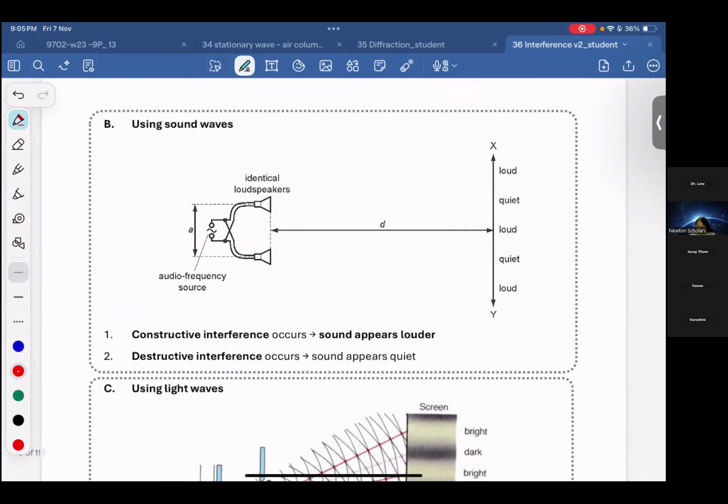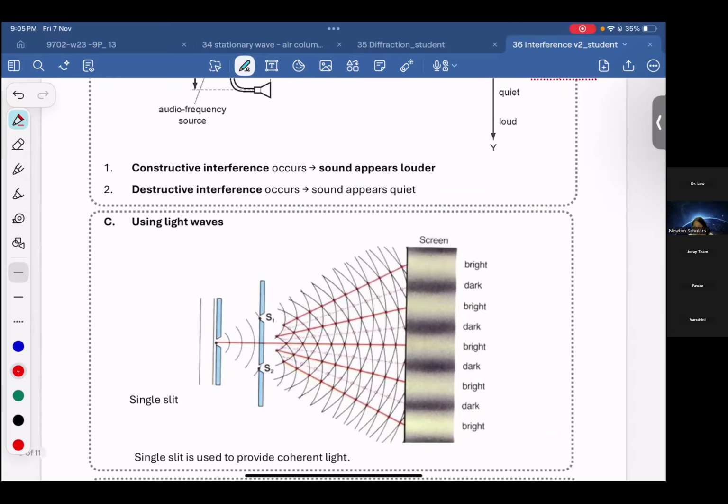Okay. For sound waves, we are also able to get interference, giving the pattern of loud sound, quiet sound, loud sound. Loud sound is because of constructive interference. Quiet sound is because of destructive. Okay, is it okay?